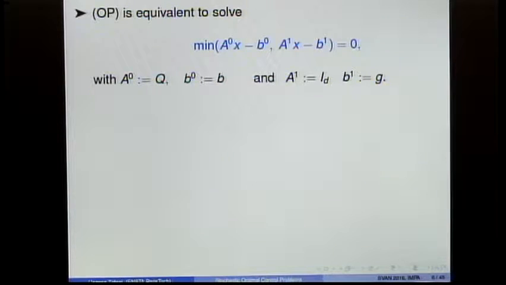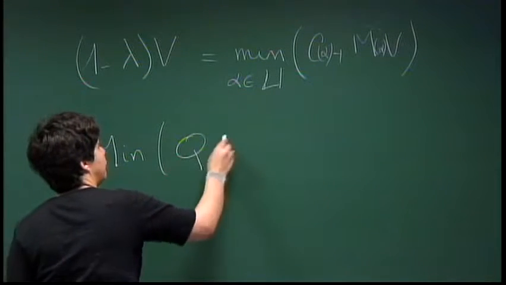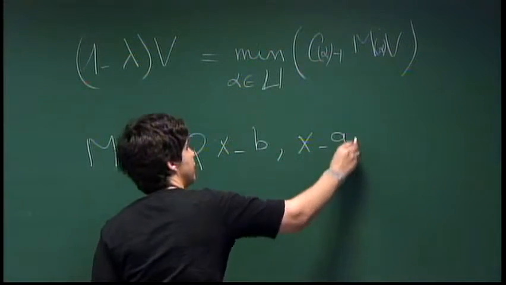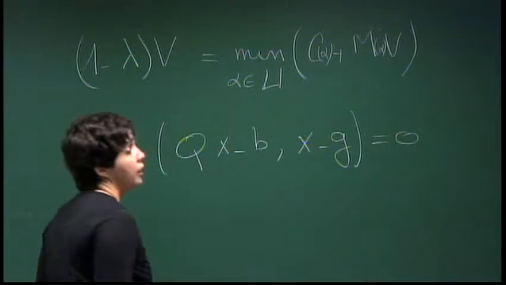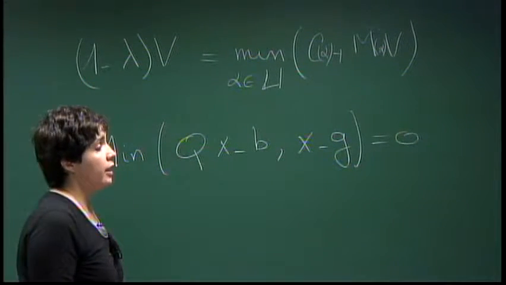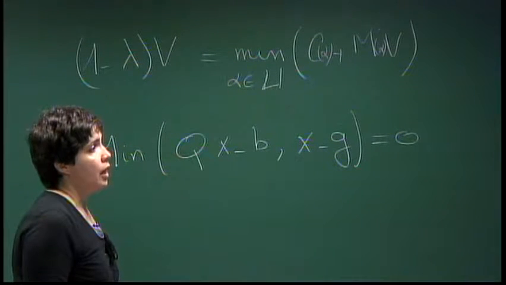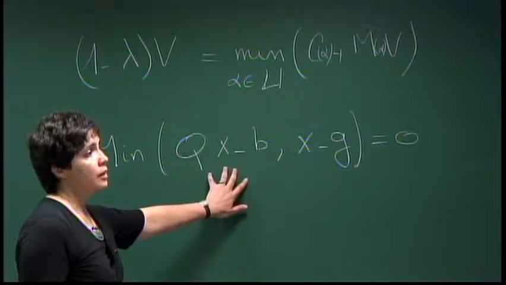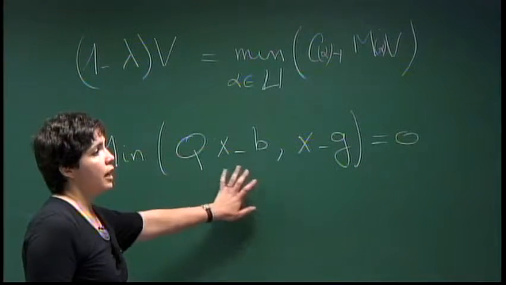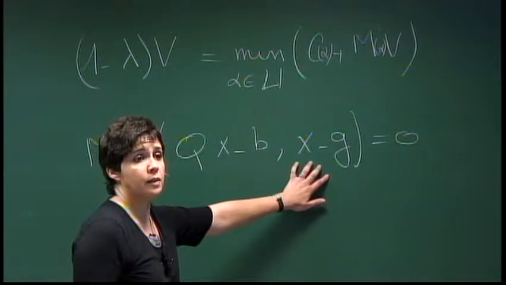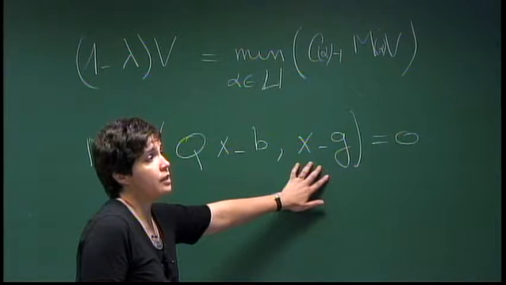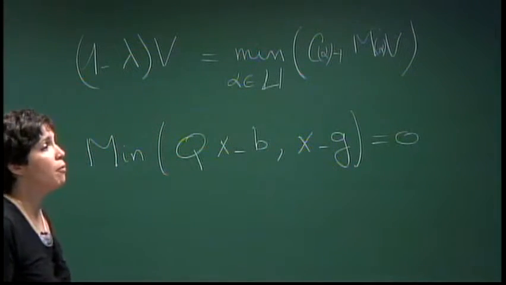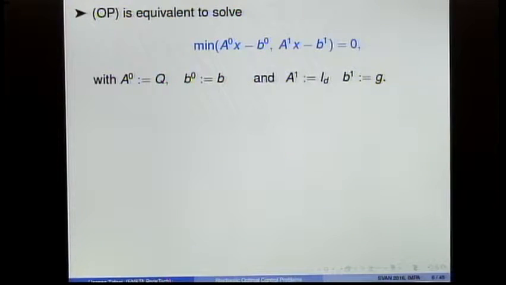So the link is, oh sorry, I changed them. Yes, the link is that if you have this minimum of qx minus b and x minus g equal to 0, then you can define a0 like q and b0 like b for this part, a1 like the identity, and b1 equal to g for this other part. And then what you are solving is that the minimum of these two vectors should be equal to 0. Okay?